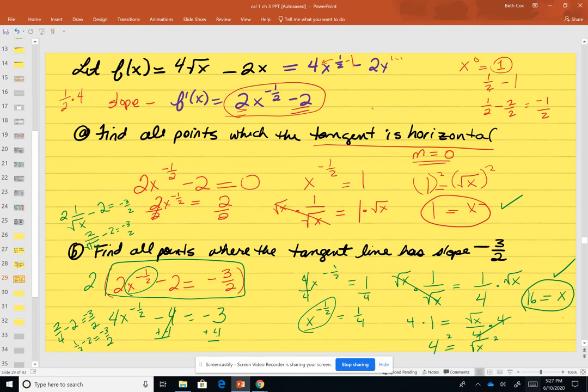Okay, a little bit crazy right there at the end checking our answer, but be careful with these radicals. I know you're not used to it, but you can do it. It's just math, y'all. You can do it. It's just math.